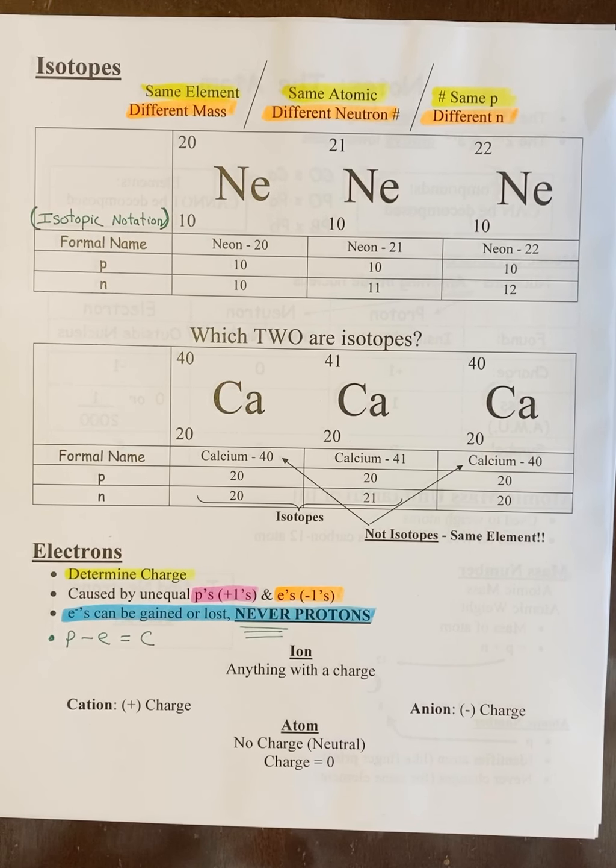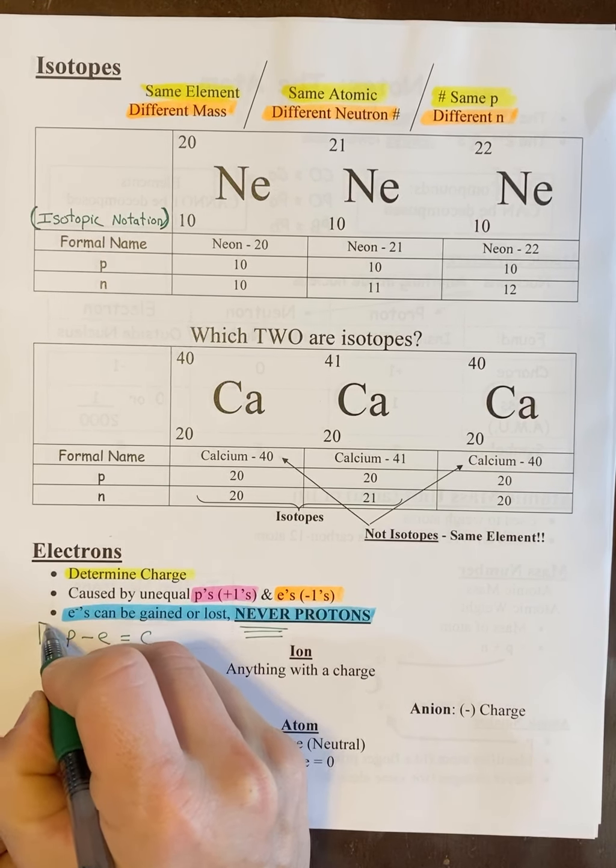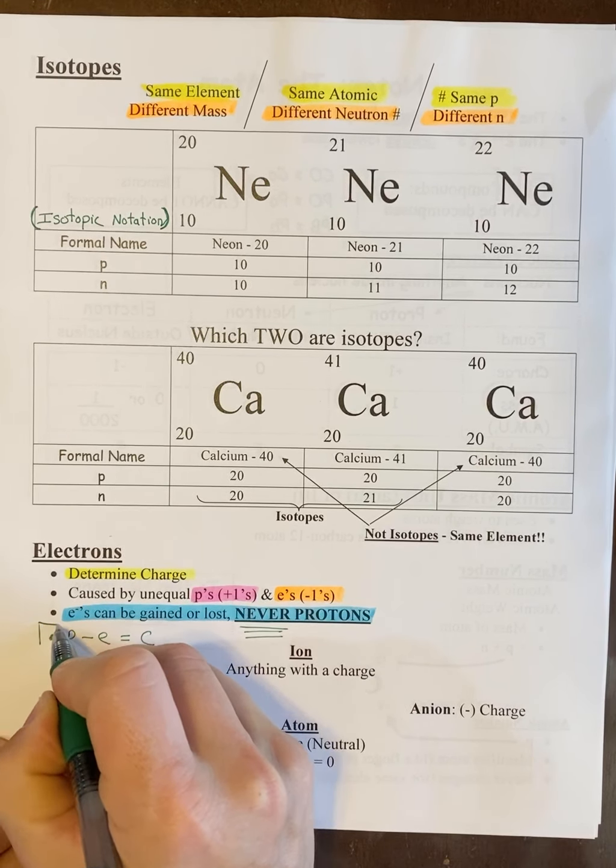The formula that I want you to use is right here. P minus E equals C. So if I take my protons and I subtract my electrons, I get my charge. Another way of saying that is the charge is simply the difference between your positive particles and your negative particles. I'll explain it more in a bit. But that leads us to our next vocab words.